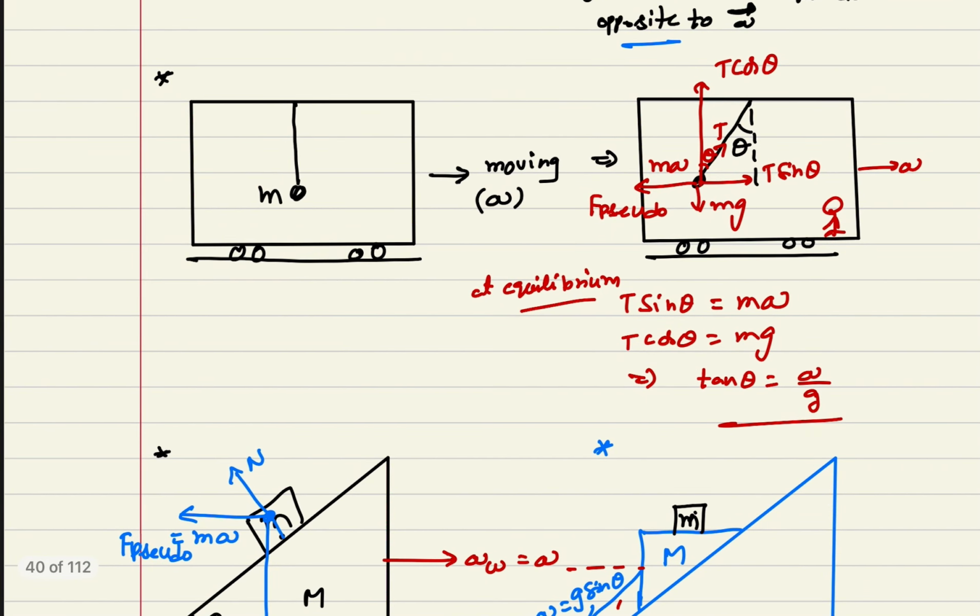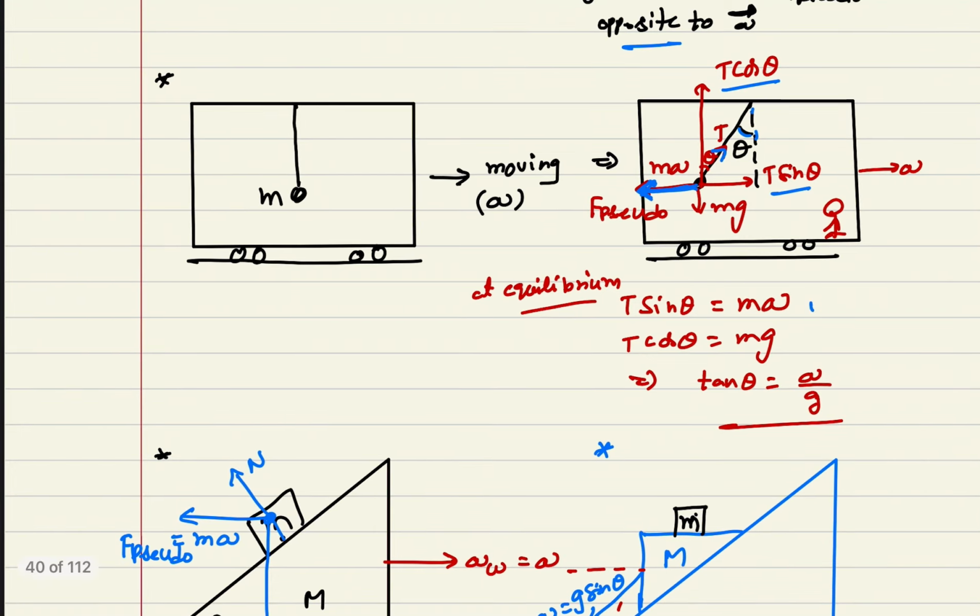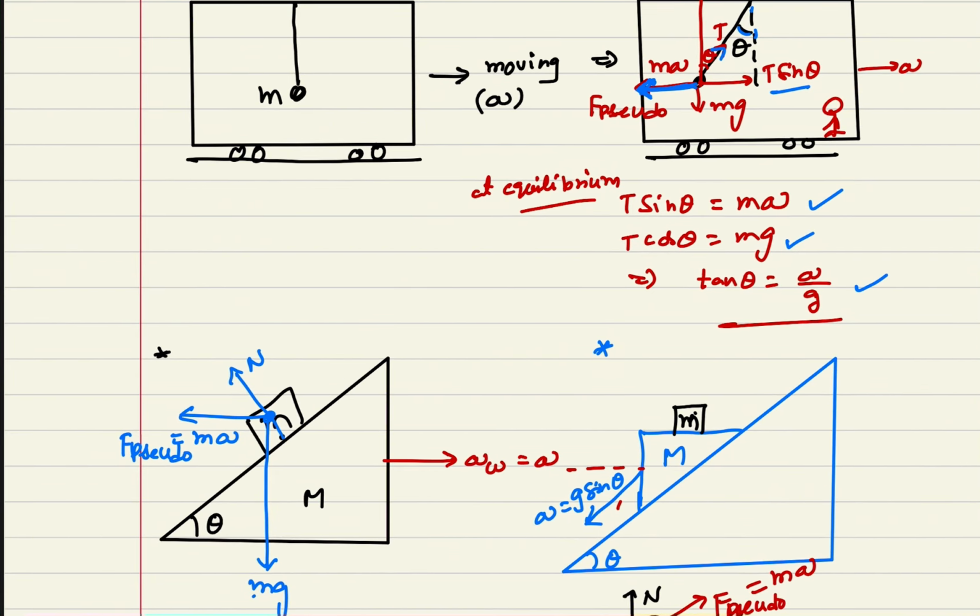There is a cart, and a pendulum is connected to the roof of the cart. Whenever the cart starts moving, because of this pseudo force, we can observe that the bob moves towards the left side and makes some angle theta with the vertical line. At equilibrium, if I resolve all the forces, tension is acting. I have resolved the tension along the x-axis and along the y-axis. T sin theta is balanced by ma, and T cos theta is equal to mg. Then I will get the angle made with the vertical: tan theta is equal to a by g.